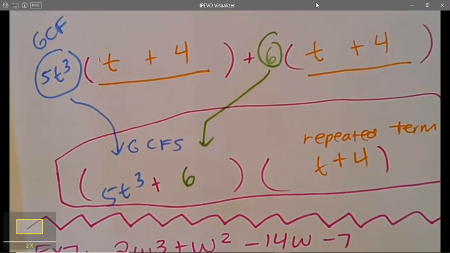Okay, let's get going on our second group factoring problem. I'm already excited. Let's go.